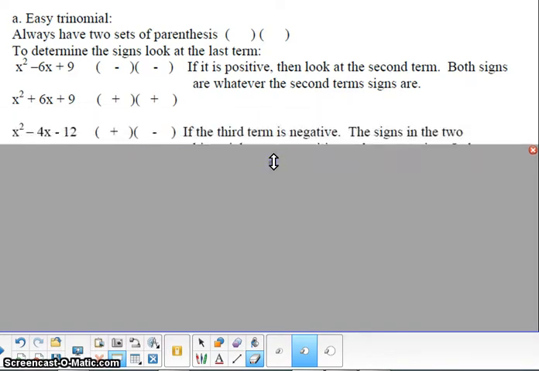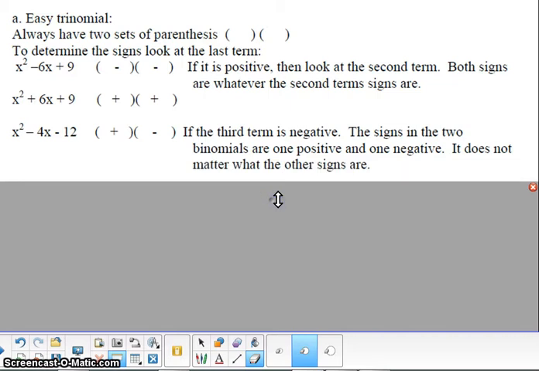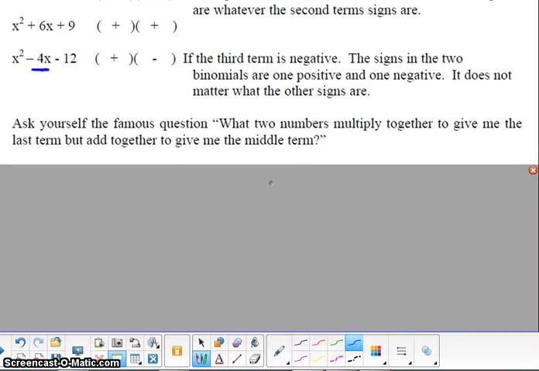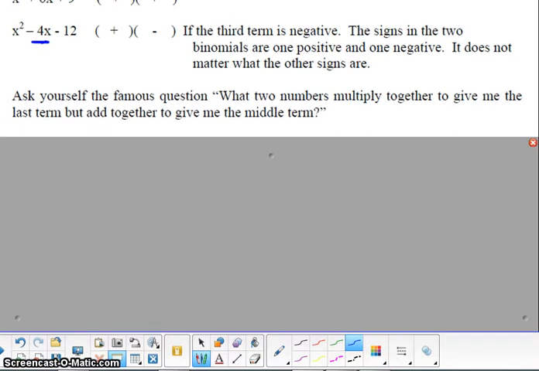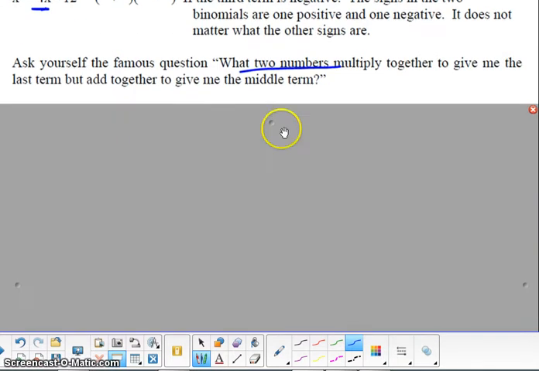And then the third kind is the most tricky, just because if the third term is negative, the signs in the two binomials are one positive, one negative. It does not matter what the other signs are. So you just have to make sure that you are going to get a negative 4x when you take the first and the last terms together. Alright, so always know the famous question when you're doing factoring of a trinomial. What are the two numbers? What are the two numbers that you're going to multiply together to give the last term, but add together to give me the middle term?